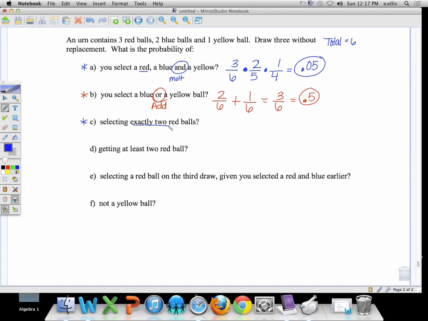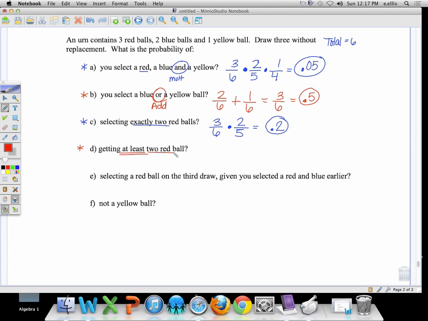Example C, probability that you select exactly 2 red balls. Now, even though they're not saying it, you're picking 2 out. So if you pick the first one and it's red, there are 3 red out of 6. And you've got to go in for that second one, so this is technically multiplication. There are going to be 2 red balls left out of a total of 5, which will give us a probability of 0.2.